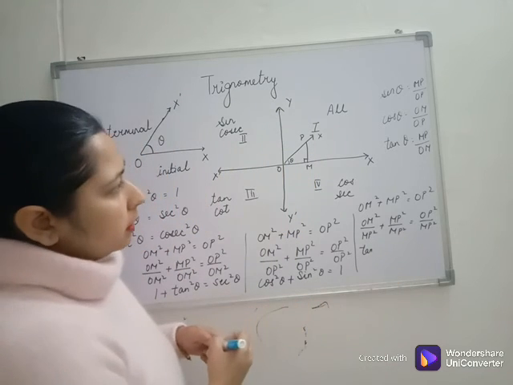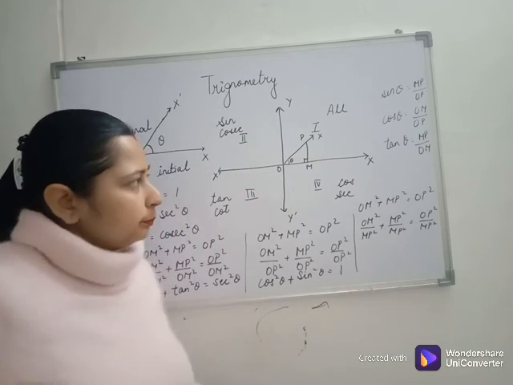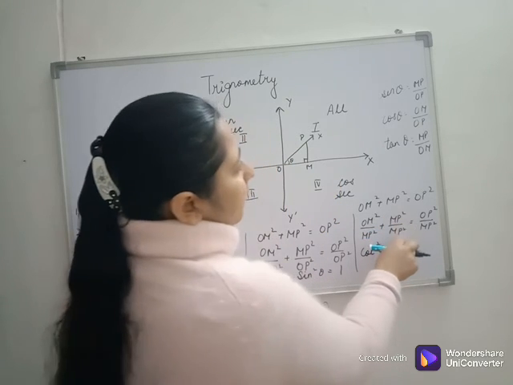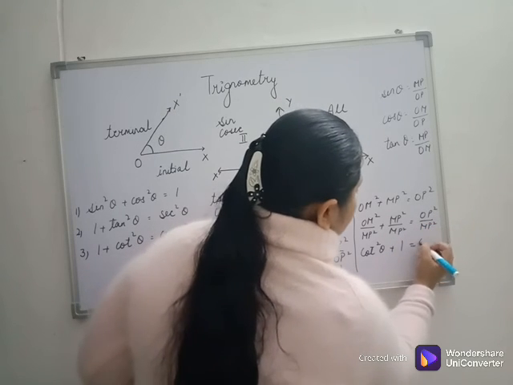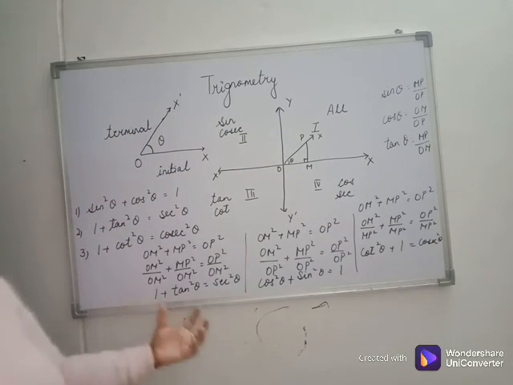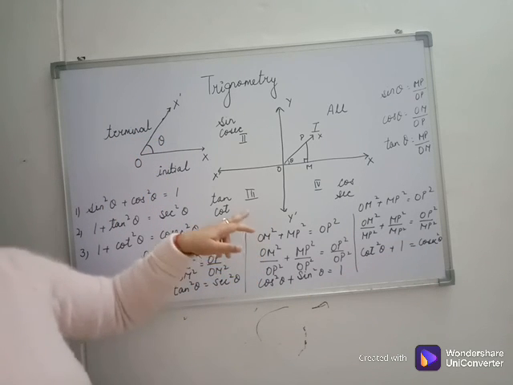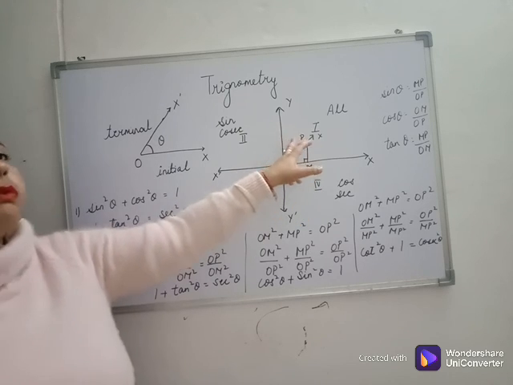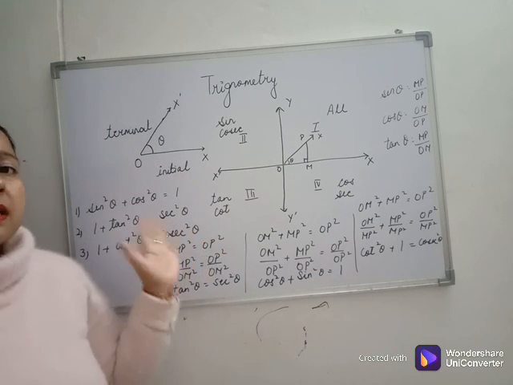Sorry. OM by MP is your cot square theta because it is the reciprocal. Cot square theta. MP by MP is 1 is equal to OP by MP is again your cosecant theta. Cosecant square theta. From here you find all the three identities are proved. It is using the single identity, that is your Pythagoras theorem, that sum of perpendicular square plus base square is equal to hypotenuse square. So here we find all the three identities proved.